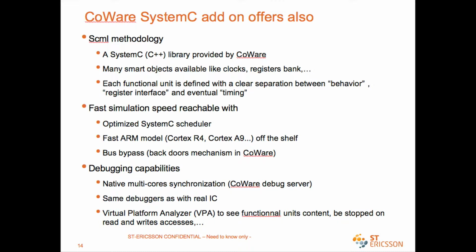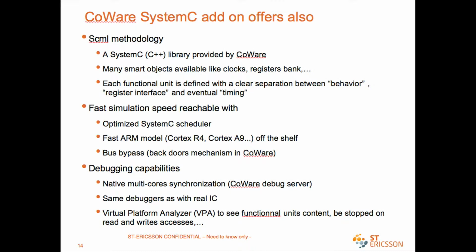Okay, so what is this SCML methodology? In fact, it's a C++ library provided by Coware. You have some smart objects in it, like register banks and smart clocks. You will be able to define your SystemC IP in the same way as you do with hardware description language. You will also have a clear split between the behavior implementation, the registers, and eventually the timing that you will introduce in your models later on. So you have the possibility to introduce timing in transactors and such things.